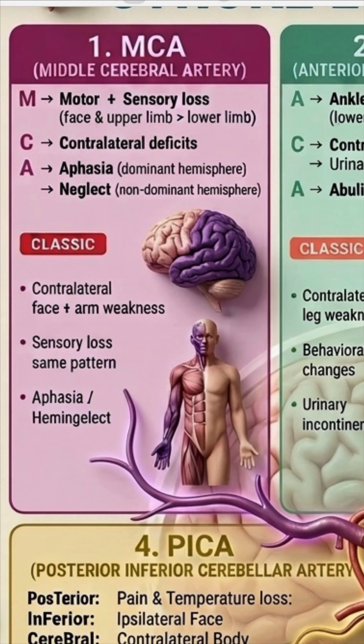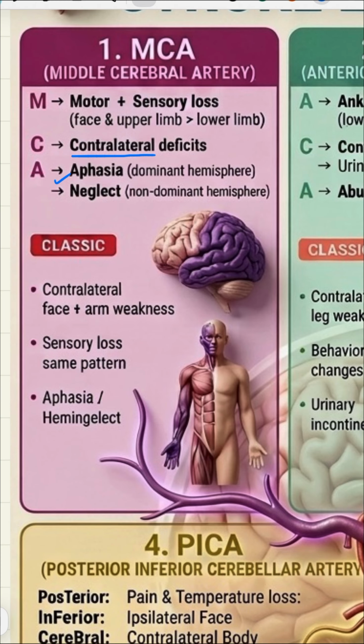Middle cerebral artery: there is a motor weakness and then there is a sensory loss, wherein the patient presents to you with opposite limb involvement, aphasia and neglect. Aphasia is a feature that is seen in involvement of the dominant hemisphere, whereas neglect is a feature of the non-dominant hemisphere. So remember the mnemonic MCA: motor and sensory loss, contralateral deficits, aphasia and neglect.